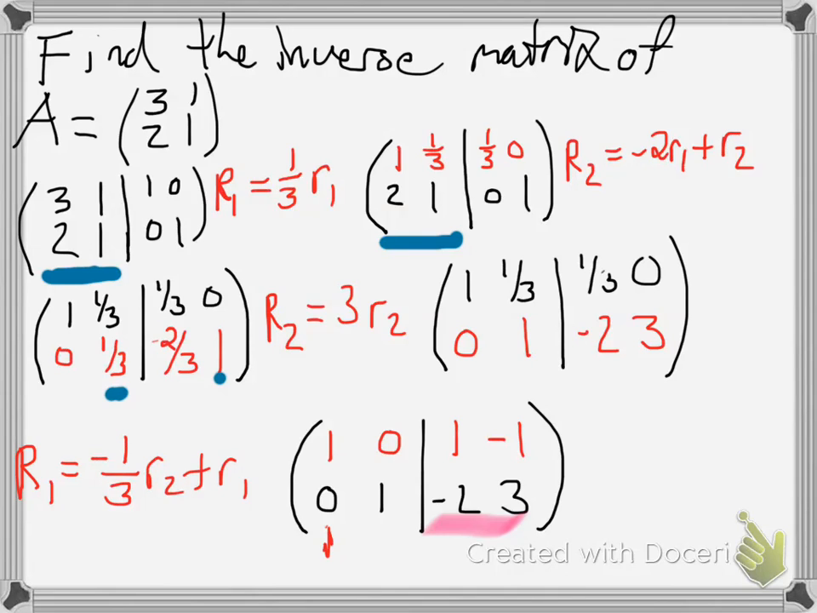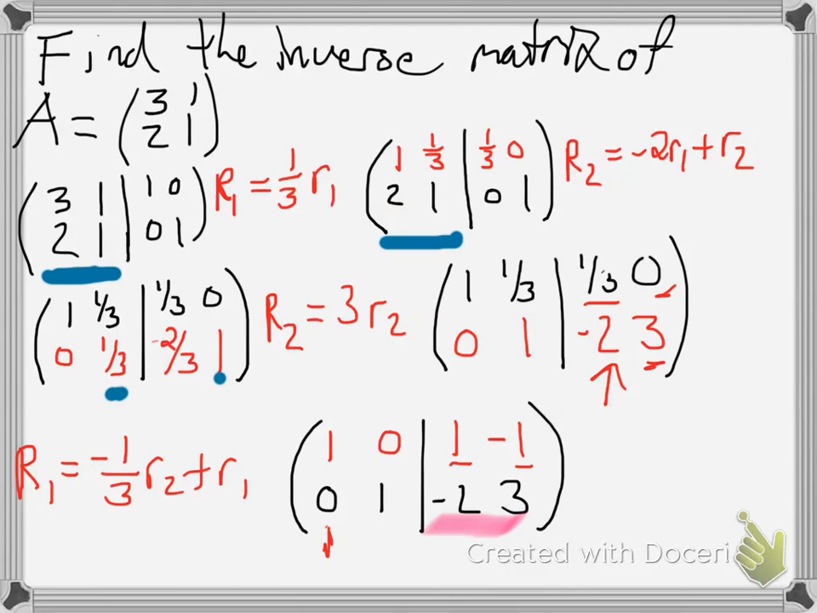And then what happened over here is we had negative 2, and I'm going to multiply it by negative 1/3, which makes it positive 1/3, and then add it to the 1/3. So I'll have 2/3 plus 1/3, which makes 1 whole. Then we take the 3 and multiply it by negative 1/3, which makes it negative 1, add it to the 0, and we get negative 1.